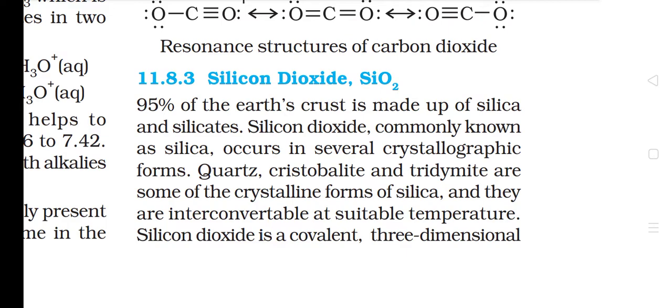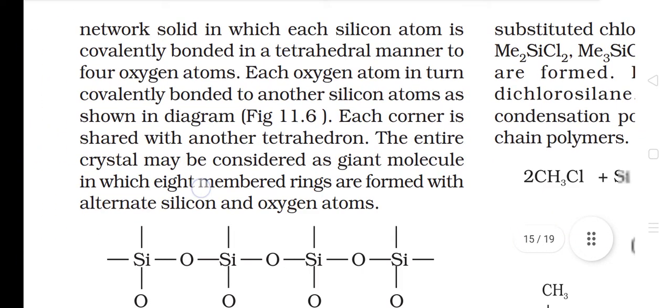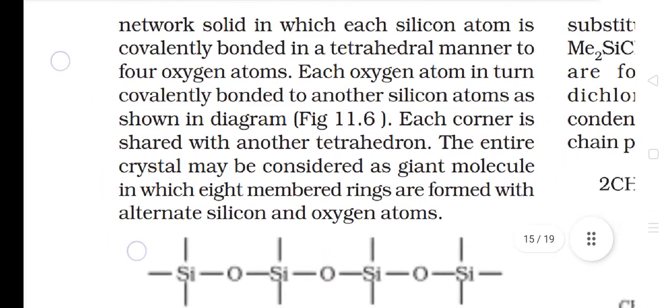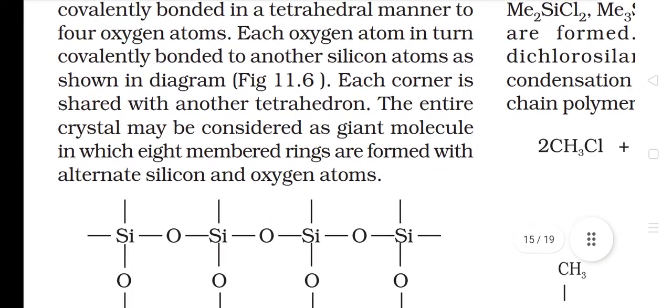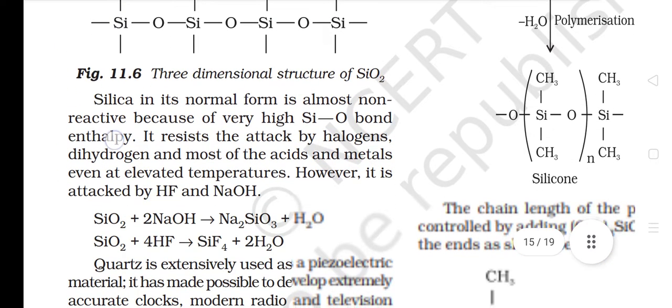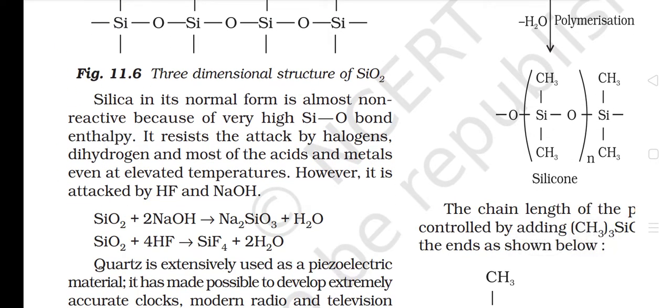Silicon dioxide is a covalent, three-dimensional network solid in which each silicon atom is covalently bonded in a tetrahedral manner to four oxygen atoms. Each oxygen atom in turn is covalently bonded to another silicon atom, as shown in the diagram. Each corner is shared with another tetrahedron. The entire crystal may be considered as a giant molecule in which 8-membered rings are formed with alternate silicon and oxygen atoms. Silica in its normal form is almost non-reactive because of very high Si-O bond enthalpy.